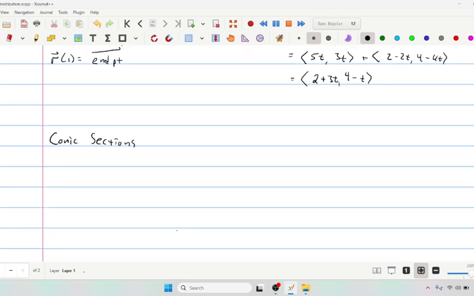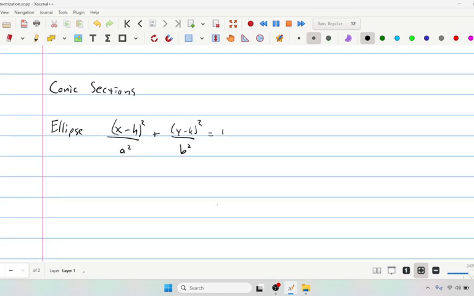By far, the more popular would be a circle or an ellipse. So remember, if you have an ellipse, this is of the form (x minus h) squared over a squared plus (y minus k) squared over b squared equals 1. And if you think of some trig identities, in particular, the Pythagorean identity says that sine squared t plus cosine squared t equals 1.